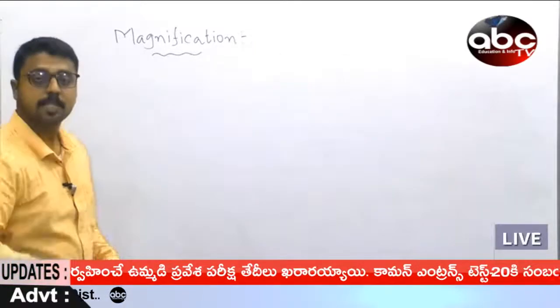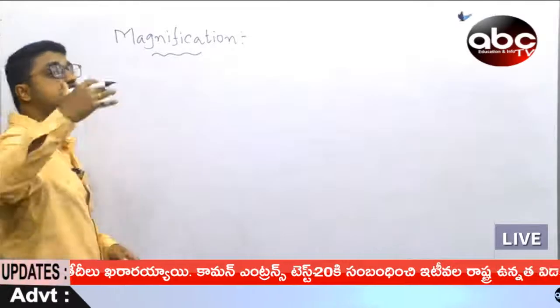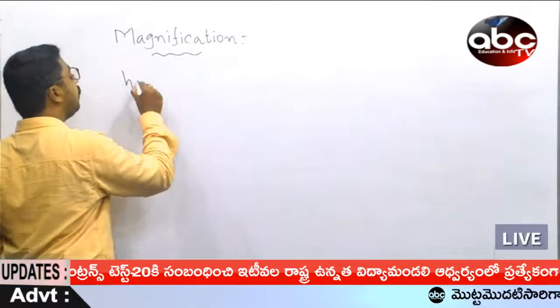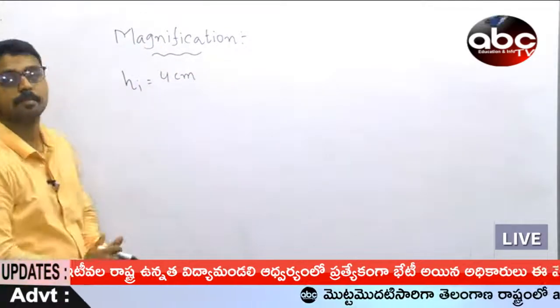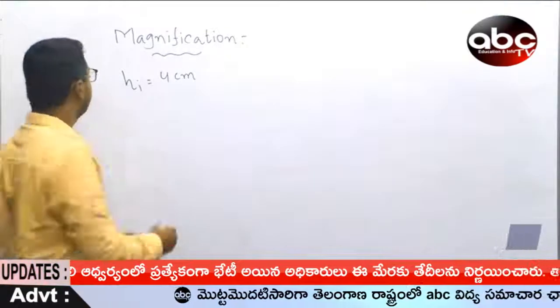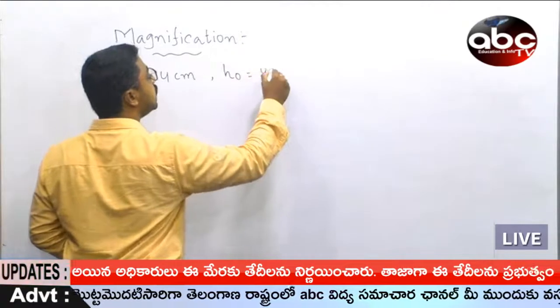Dear children, just listen once. Let us discuss a small concept. For suppose, let us take an example. Height of image is equal to 4 centimeters. Height of object is equal to 4 centimeters.